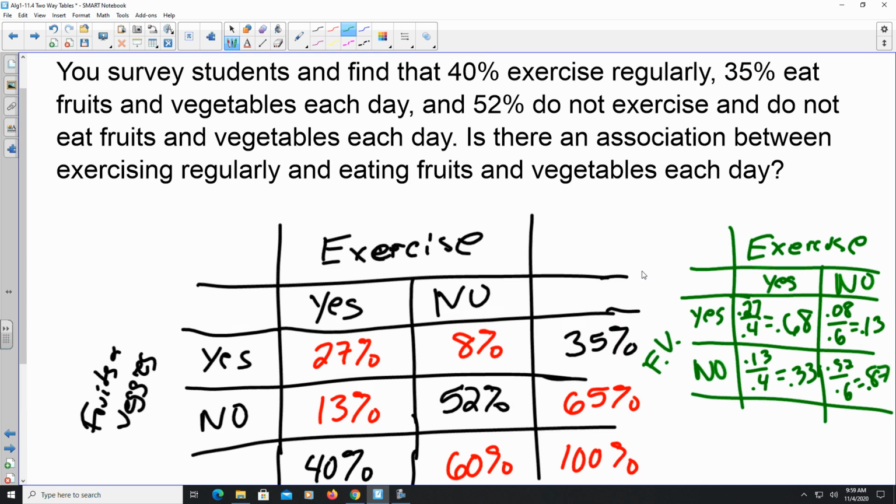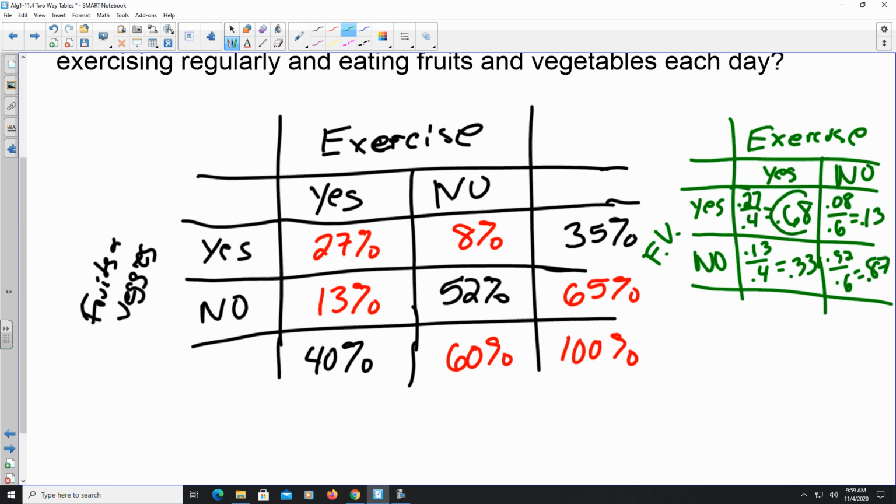Here, they're asking, is there an association between exercising regularly and eating fruits and vegetables? That would be this number here. Because of the conditional relative frequency, we can say that about 68% of people who took the survey both exercise and eat fruits and vegetables regularly. I would say that yes, there is an association: if you exercise regularly, you probably eat fruits and vegetables. All right.